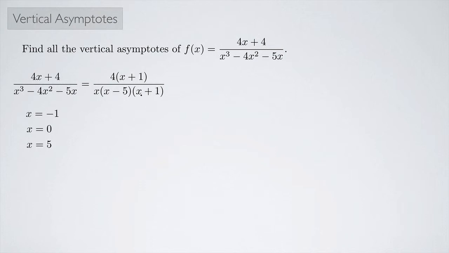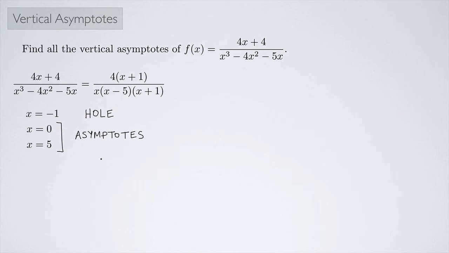Now, since this x plus 1 term cancels, x equals negative 1 here, that's the thing that would make the denominator 0, that thing is just a hole in the graph, because that factor ends up canceling. But these two do not cancel, so these are potential asymptotes. So how can we check to see if they're asymptotes?